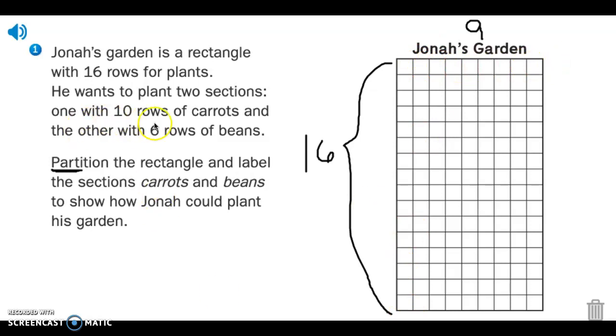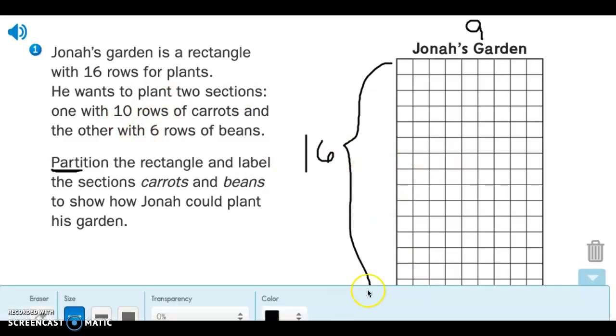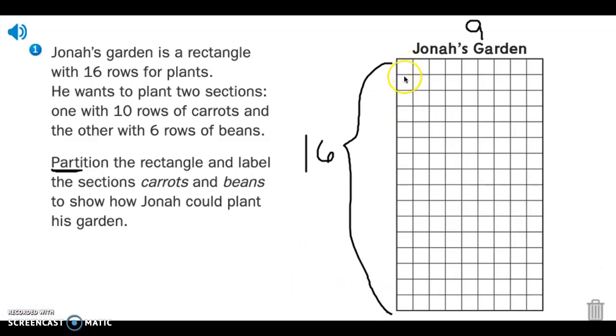Okay, but he wants us to partition it. He wants to put it in parts of 2. One that has 10 rows, and the other one that has 6 rows, because 10 plus 6 is 16. So let's count down 10 for our carrots, and I'll make that one orange. 1, 2, 3, 4, 5, 6, 7, 8, 9, 10. So this one right here, that means I have 10 rows, right? Because each block stands for one row. Here's our row. Okay, so this whole section is carrots, and I'm going to label it.